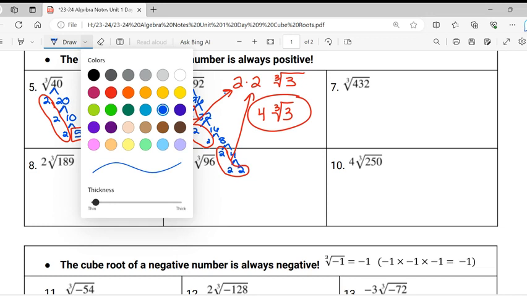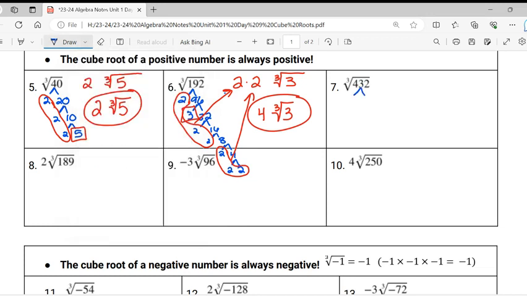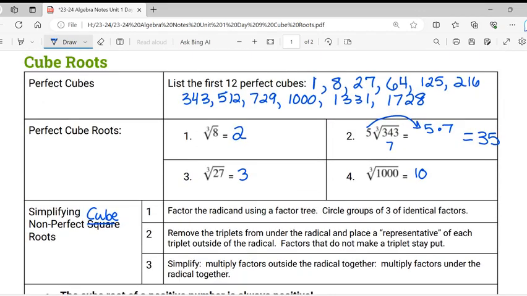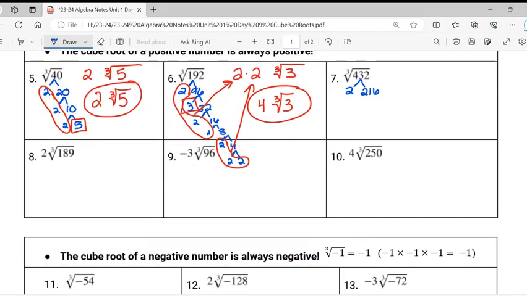Back to number 7. Again, I have an even number, so I'm going to do 432 divided by 2 and see what we get. We get 2 and 216. Let me look back up at my list of perfect cubes. Here's one. The cube root of 216 is, let's see, 1, 2, 3, 4, 5, 6. The cube root of 216 is 6. So I already know this is a perfect cube that equals 6, and I'm going to have a 2 left over. But let's see what it comes out to.